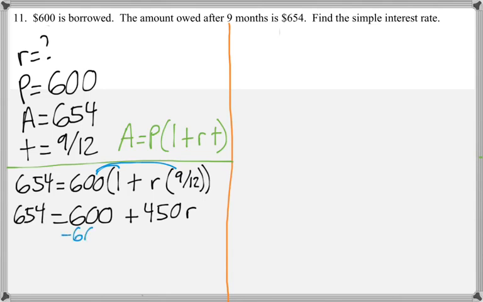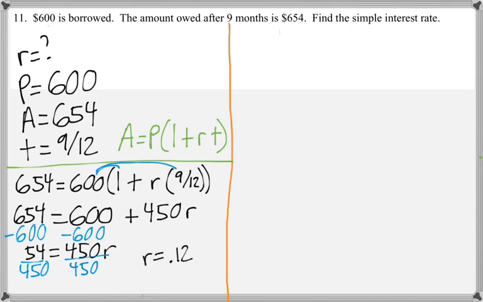Then I want to subtract 600 from both sides and get 54 is equal to 450 times R, and then just divide both sides by 450, and we find that R is equal to 0.12, but then we need to express this as a percent. So this would be 12%.